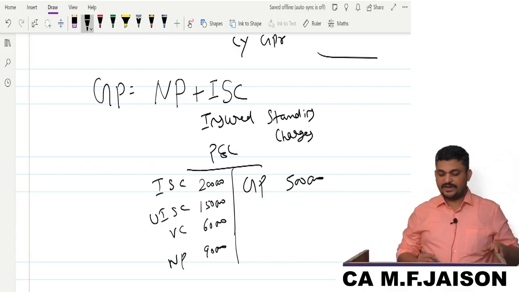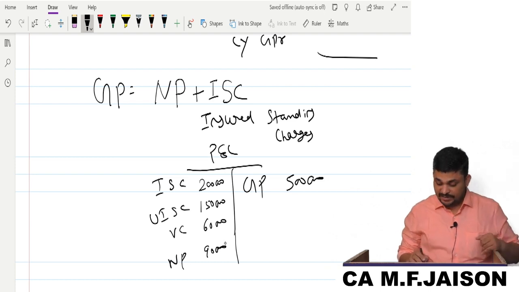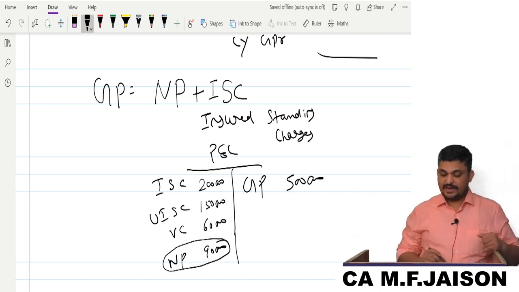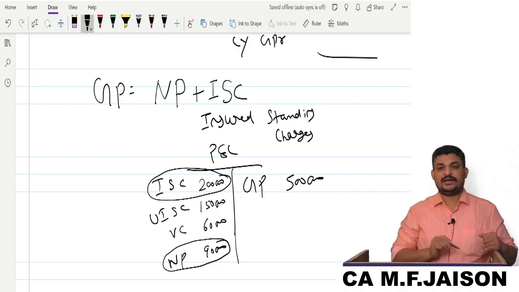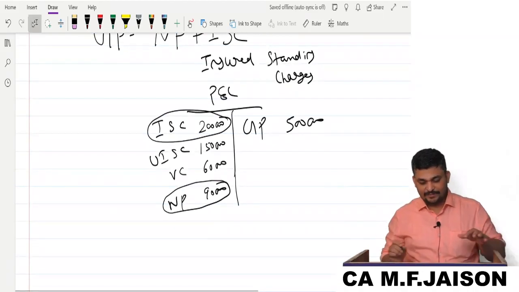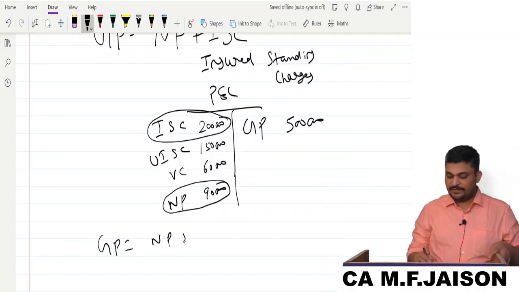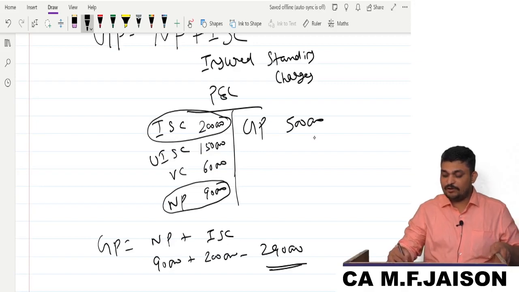What is gross profit according to this policy? You should take 90,000 and 2 lakhs. So you should be taking 2,90,000. So in this example, my dear friends, gross profit is equal to net profit plus insured standing charges. So 90,000 plus 2 lakhs is 2,90,000, which is not equal to this gross profit.